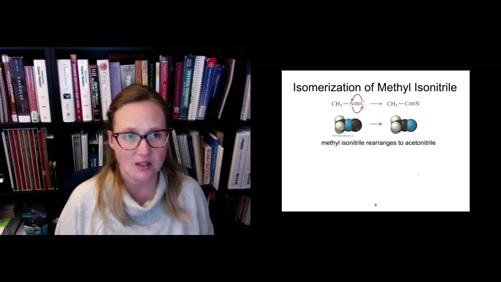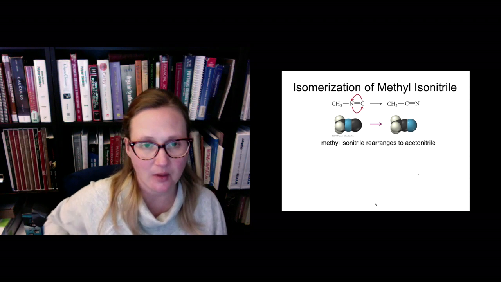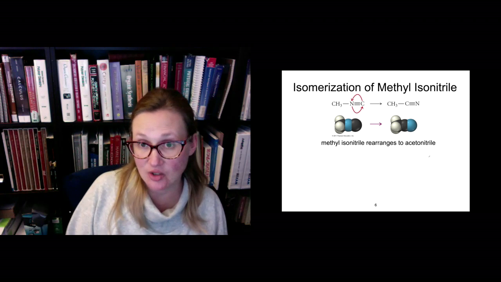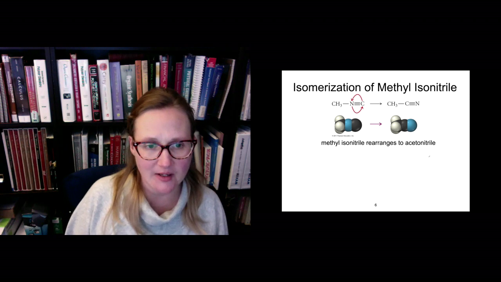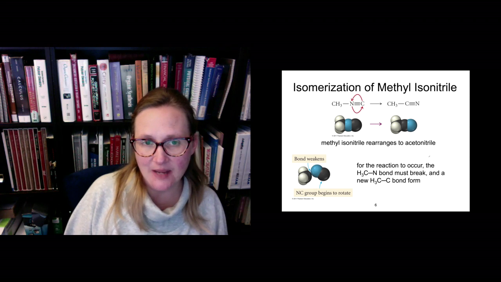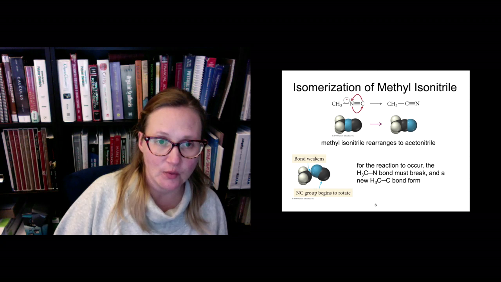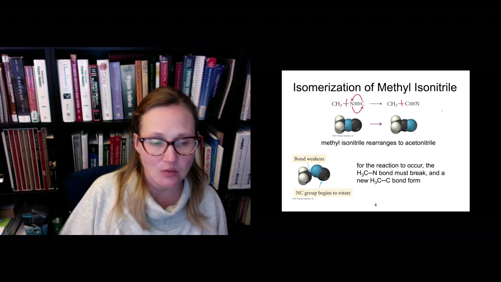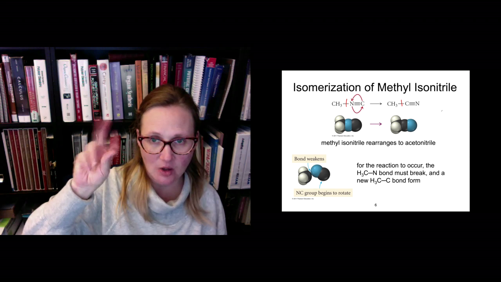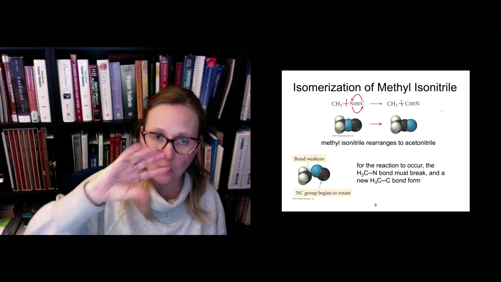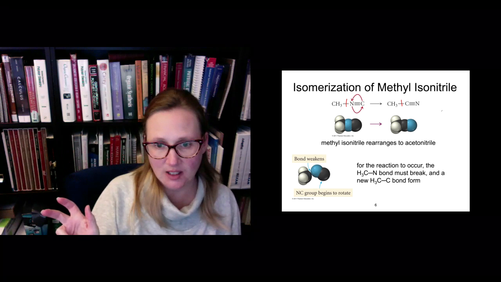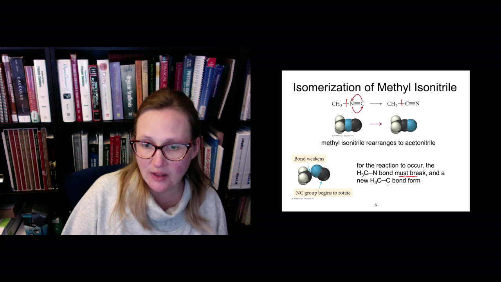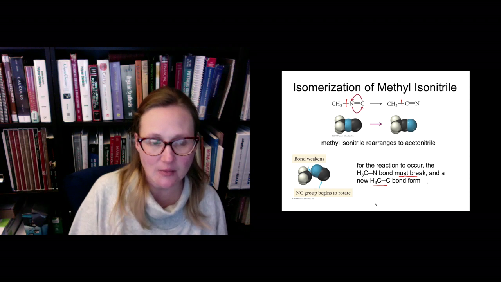Let's look at this reaction. This is the isomerization of methyl isonitrile. Methyl isonitrile is going to rearrange into what's called acetonitrile. Essentially your N and your C are exchanging places. How does this work? The bond between the methyl group and the CN group, the nitrile group, has to rotate because we're going to flip that nitrogen over to the carbon. So it has to weaken the bond, and that NC group has to rotate. For this reaction to occur, you must break a bond so that you can then form a bond. So we're breaking bonds and forming bonds.